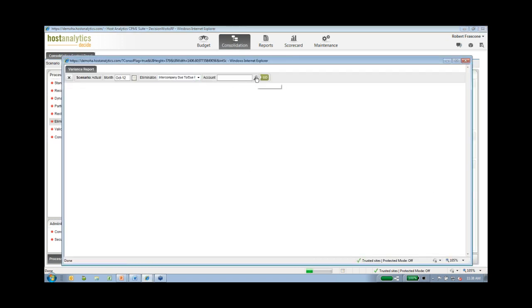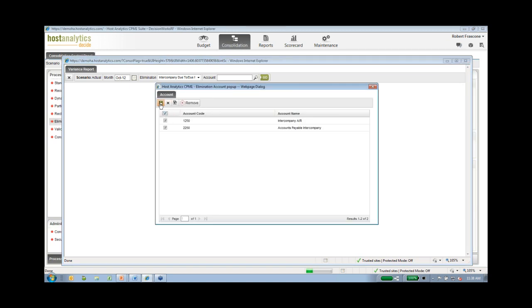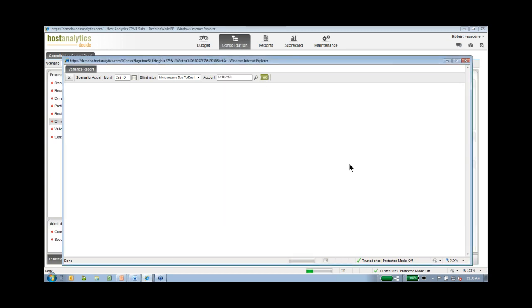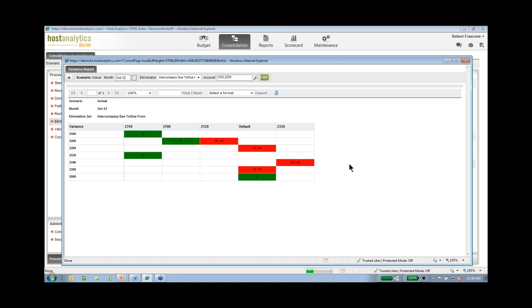So I can go into our variance report, select those same two accounts that we were working with, and I can get a pretty good view of where we're on and where we're off. So I can tell, from looking at the green, I know that 0 obviously is within my tolerance, right? So my relationship between 2100 and my other trading partner, we're good to go. We don't have any reconciling items that we have to deal with.